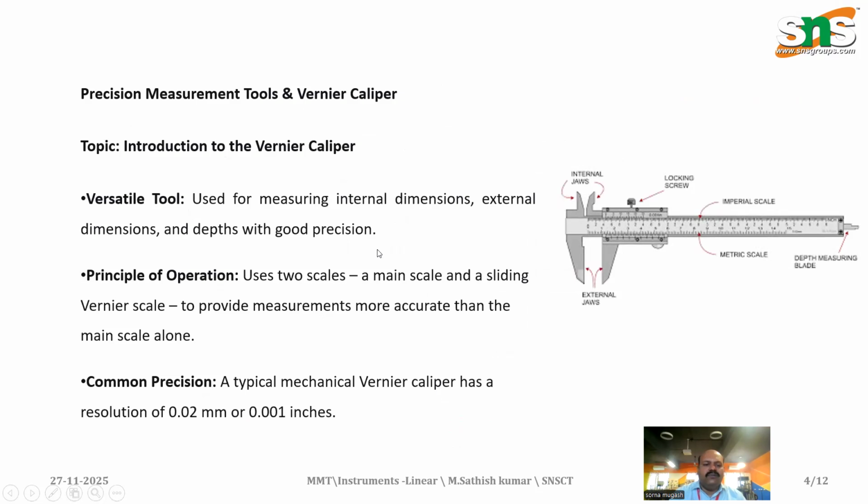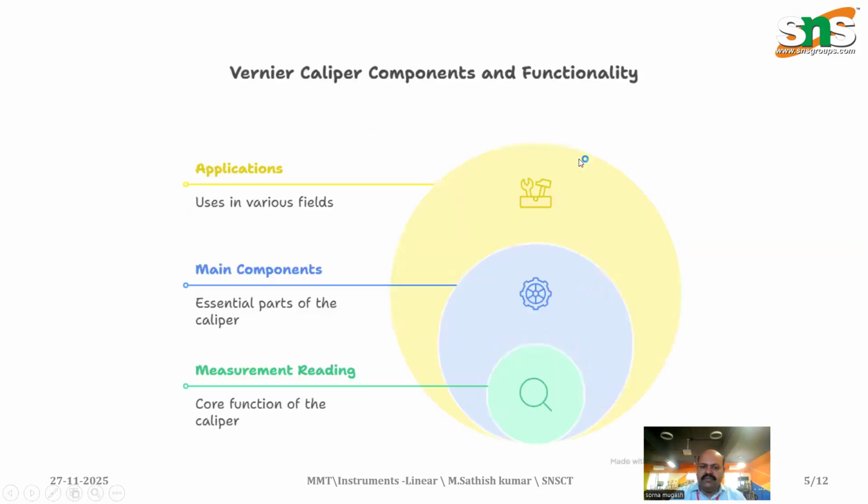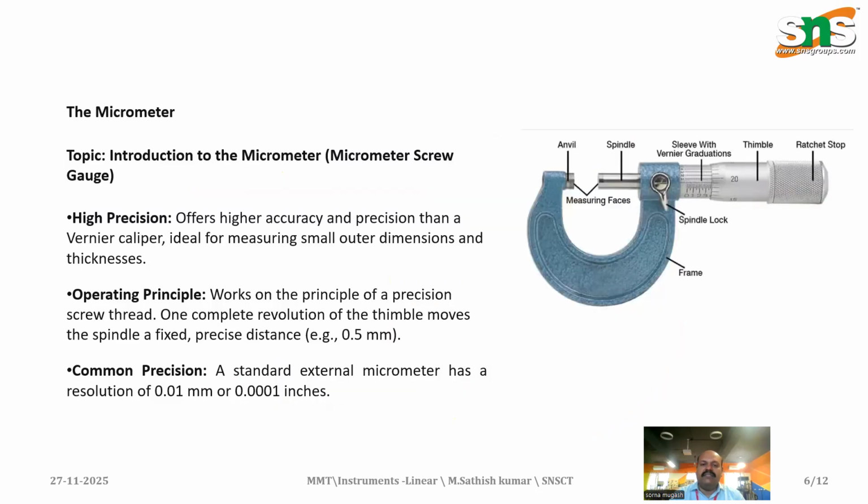The Vernier caliper is a versatile tool, as we saw in the last lecture, and the least count for the same is 0.02, and it uses the main scale reading as well as the Vernier scale reading. Let us not spend more time on this, and go to the components and functionality. It is used in various fields, and the essential parts of the caliper we have already seen. The core function of the caliper is to read linear measurements.